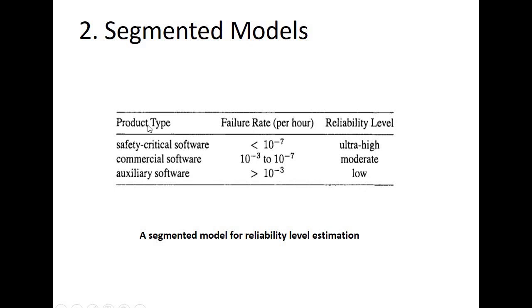One is your safety critical software, such as control software for medical devices or nuclear reactors. In the case of commercial software, we can have telecommunication software or any business applications. In the case of auxiliary software, we can have computer games, tally kind of applications, some low cost PC software. Here the reliability level is measured by your failure rate, or the average number of failures per operating hour, right? So the number of failures per operating hour.